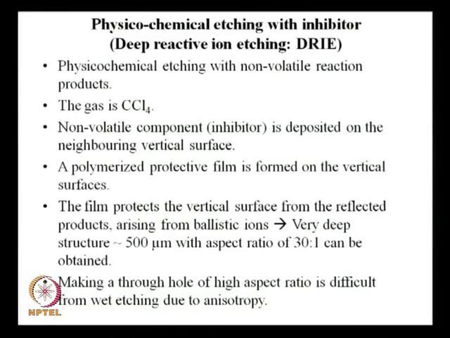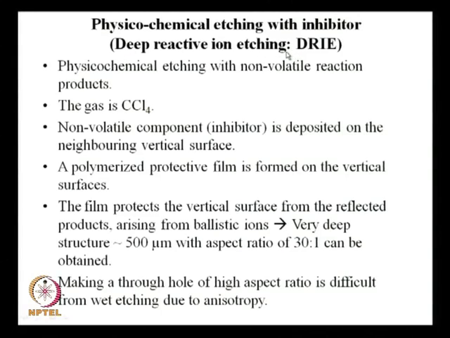The fourth method, as I said, takes benefit of both physical etching and chemical etching. On top of that, you have another addition to it, which is physicochemical etching with inhibitor. Inhibitor is a new item here. This method also goes by the name deep reactive ion etching, DRIE, and this is very common.